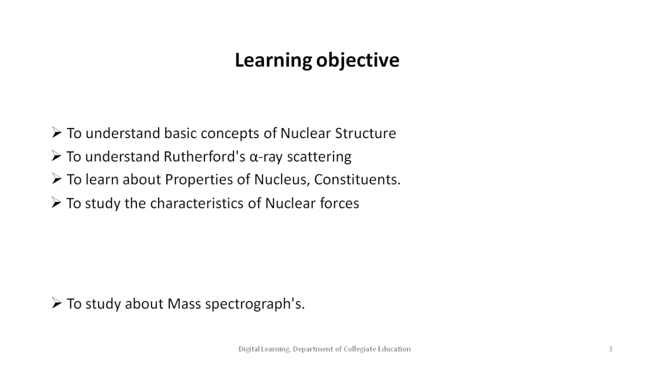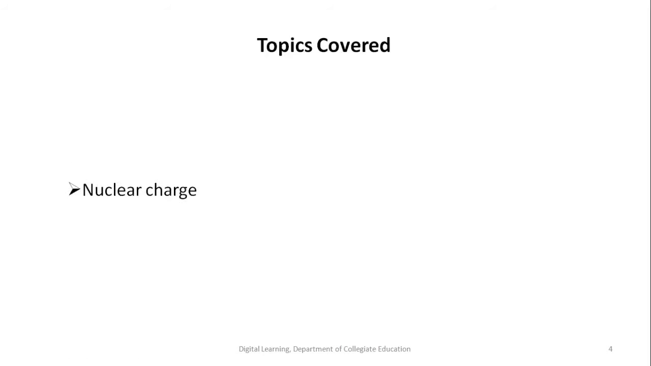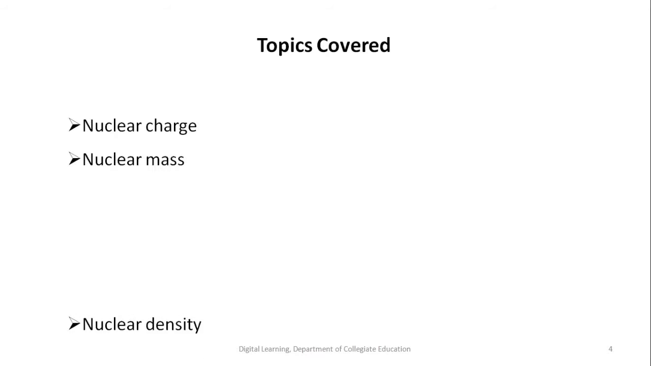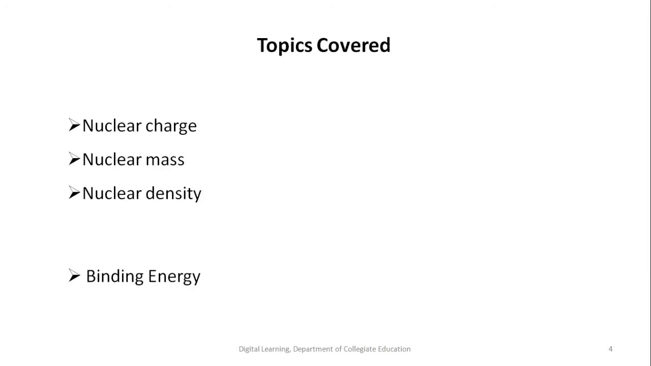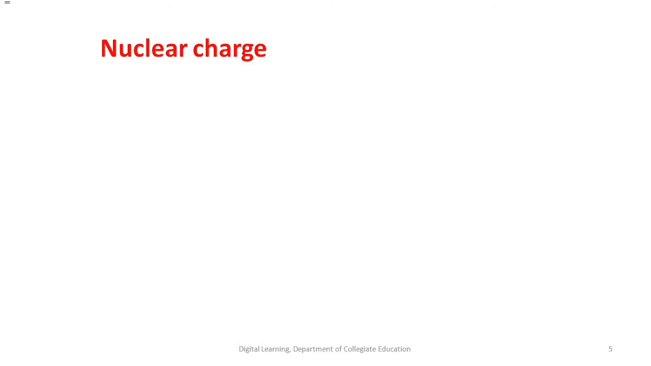Learning objectives of this unit were already discussed in the previous session. Topics covered in this session are nuclear charge, nuclear mass, nuclear density, binding energy, and nuclear angular momentum. First, we'll study about the nuclear charge.